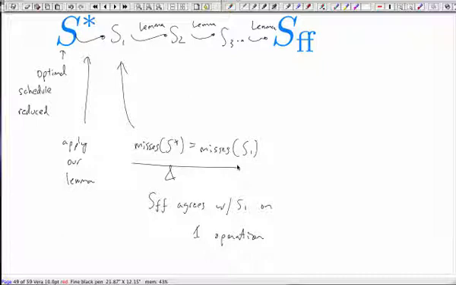All that remains is proving this theorem. I'm not going to do it because I'm out of time. I'll do that on Thursday. But I hope you can see that coming up with greedy algorithms, much harder than prior techniques.